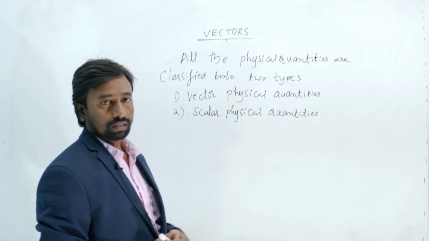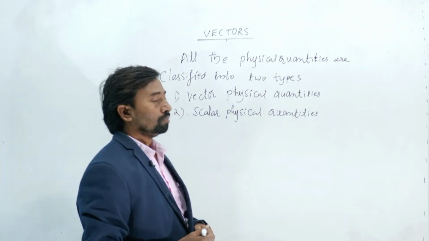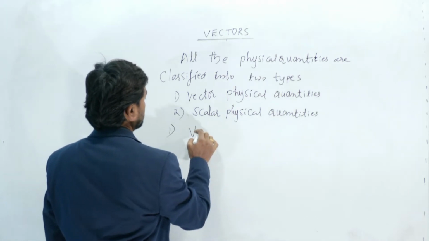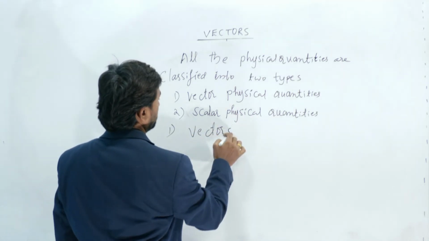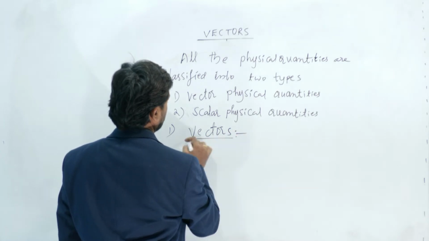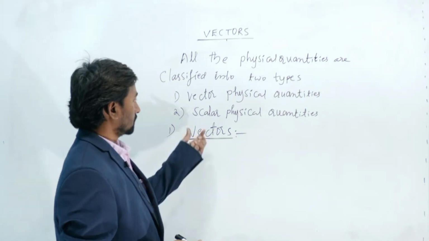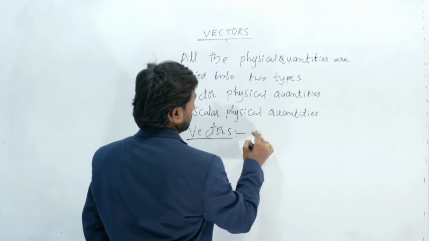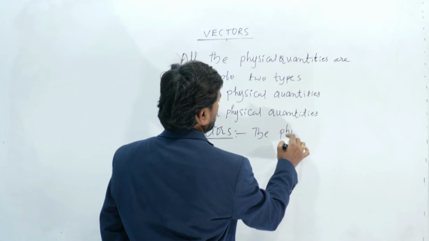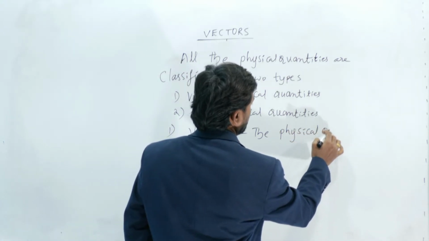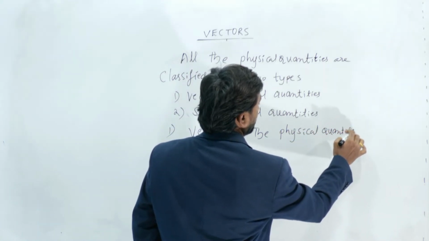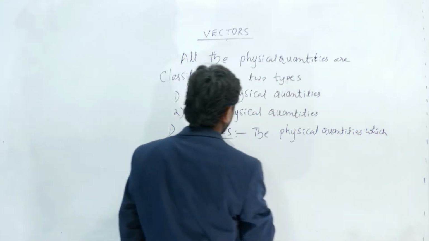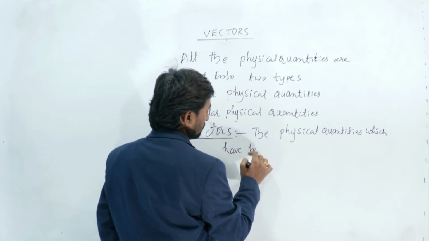Vector physical quantities are the physical quantities which have both magnitude and direction. Now we'll see them one by one. First is vectors. Vector physical quantities are simply said to be vectors, and scalar physical quantities are simply said to be scalars. So vectors are the physical quantities which have both magnitude and direction.